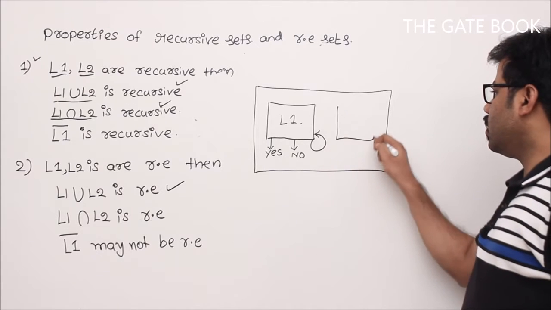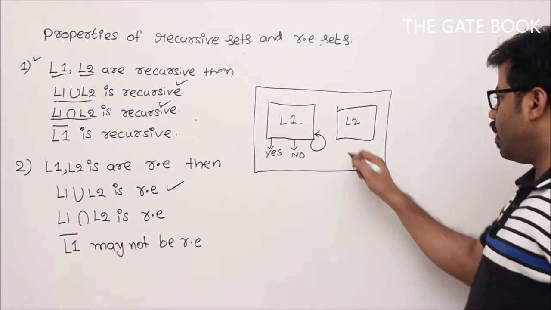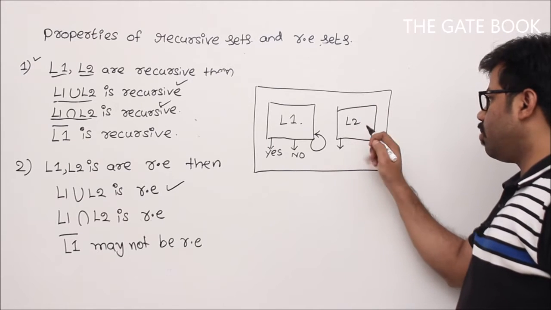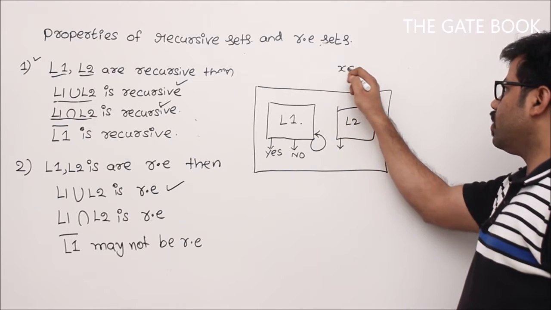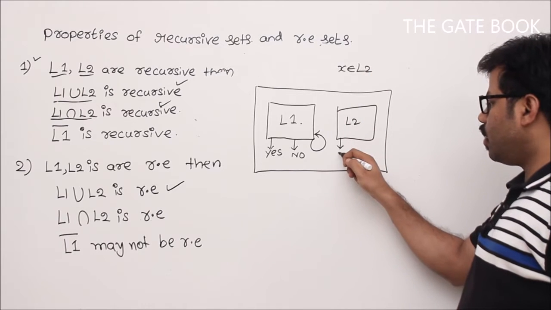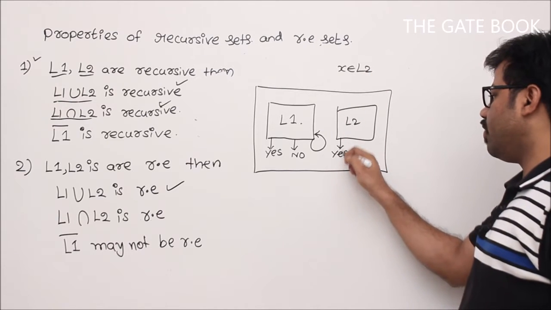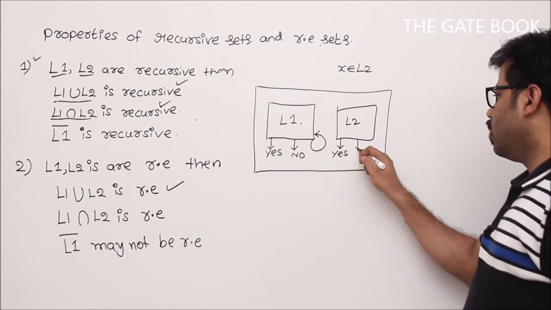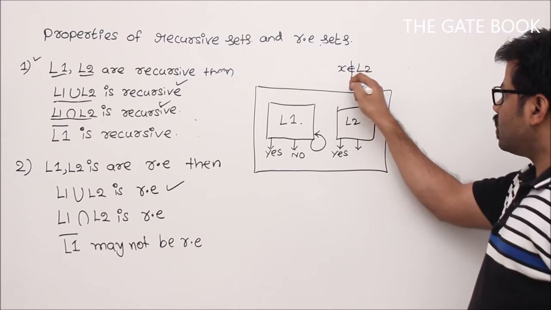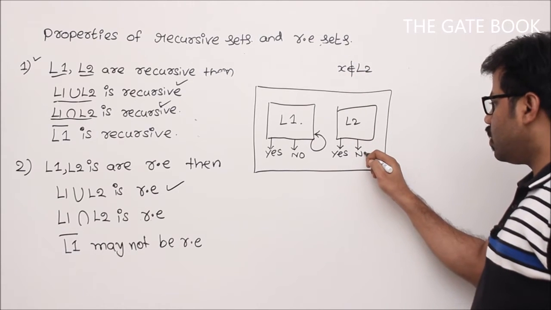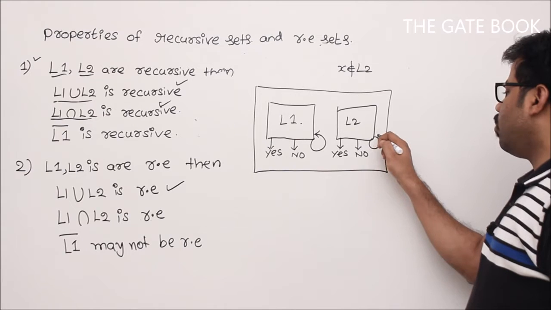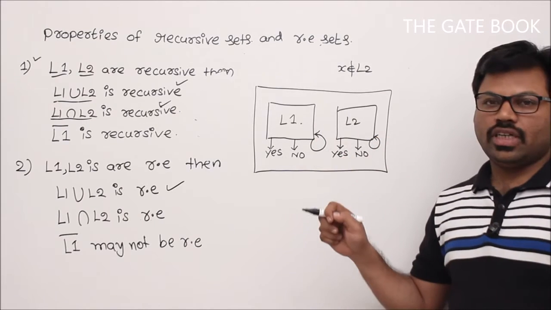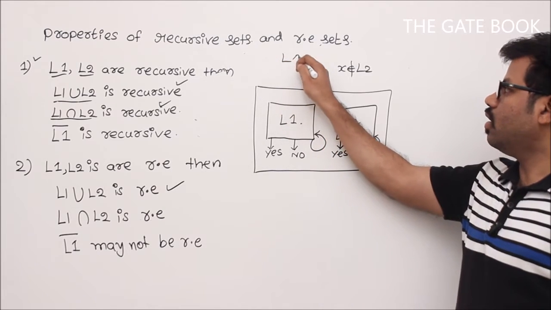Now there is another Turing machine for L2. Given input, if it gets a right input, that means an input which belongs to language L2, then this L2 Turing machine is definitely going to accept eventually. I don't know when, but definitely there is no infinite loop at that time. If X does not belong to L2, then sometimes it is going to say no, but sometimes it may go into an infinite loop.